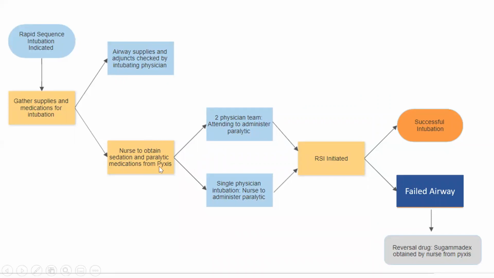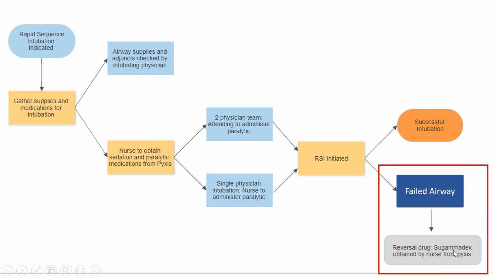Now, the nurse is going to be giving the sedative medications. However, the physician with a two-physician team is going to be administering the paralytic. If there's a single physician intubation, then the nurse is going to be administering the paralytic. Again, this is to keep in line with the policy that has been set forth by anesthesia and the institution of critical care. Once RSI is initiated, then we have two pathways to move down, either A, successful intubation, or in some situations, we may have a failed airway.